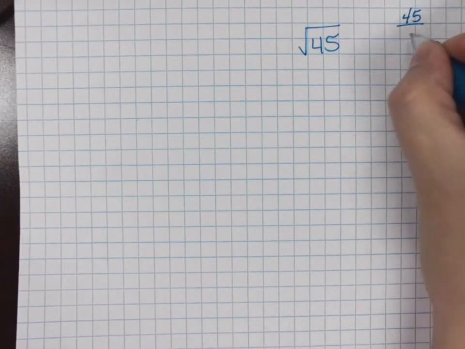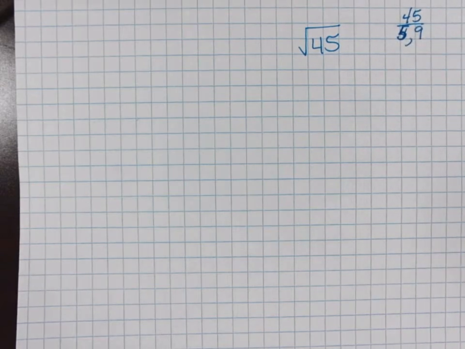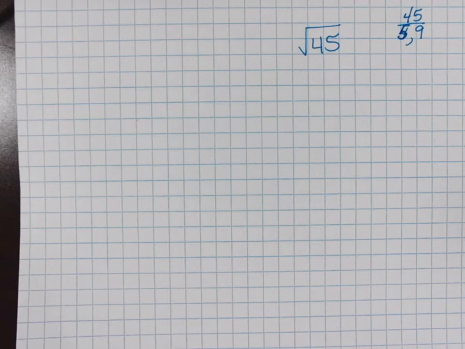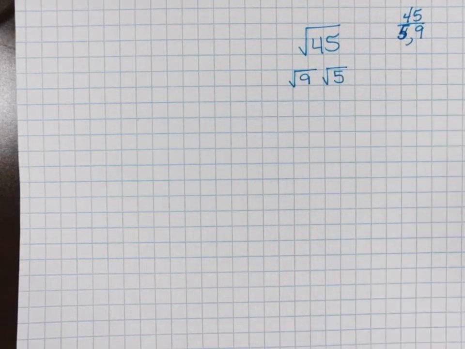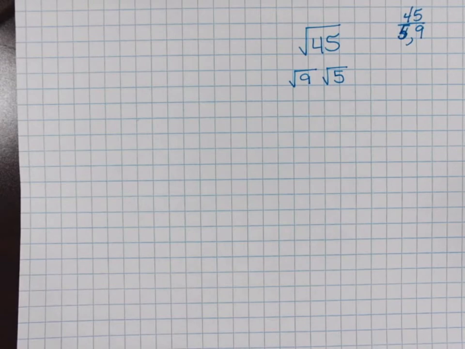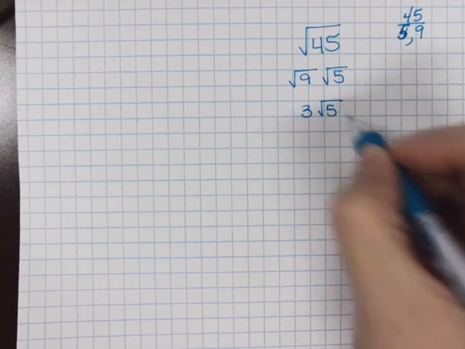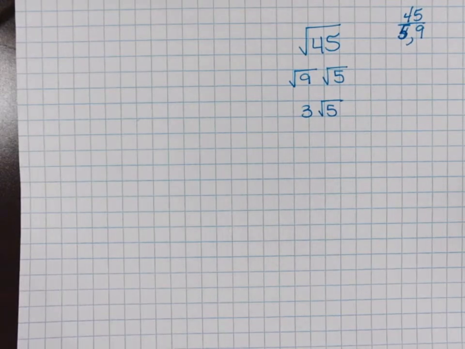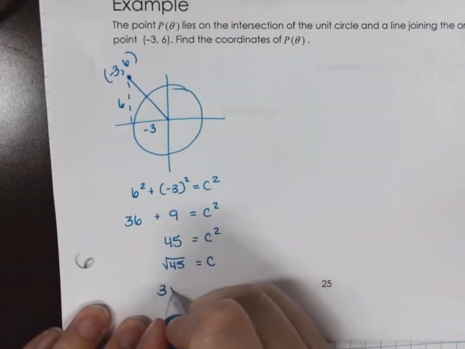So 45, it's going to be your 5 and your 9, because 9 is going to be the perfect square. So we're going to go root 9 times root 5. Can I take the square root of 9? So I'm not changing the value of anything, I'm just changing how it looks. Don't like it, I love it. It's going to be great.